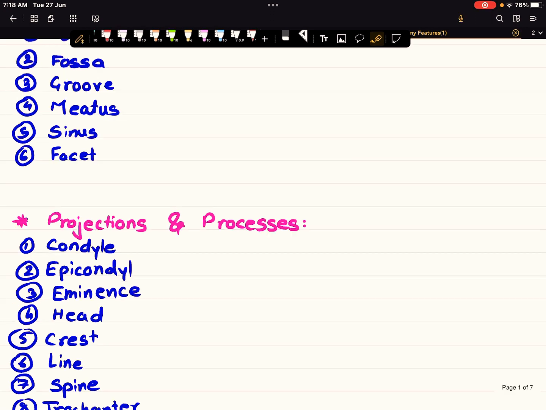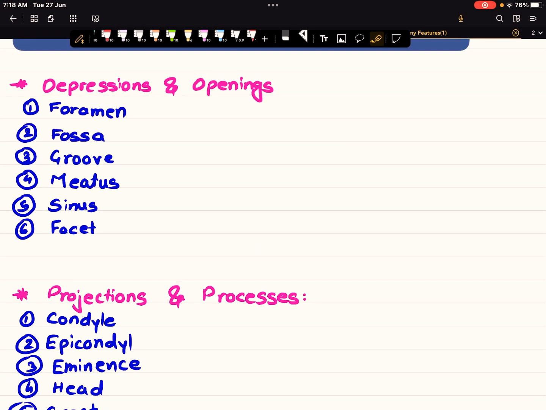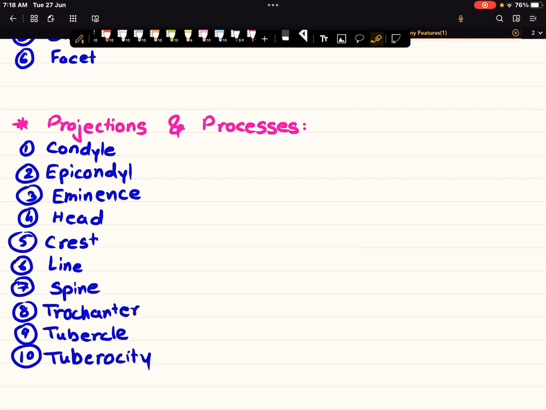So what comes under the depressions and openings? They are nothing but foramen, fossa, groove, meatus, sinus, facet. We will all learn these things in detail in the upcoming slides. When it comes to the projections and processes, they are nothing but condyles, epicondyles, eminence, head, crest, line, spine, trochanter, tubercle and tuberosity. We will learn these terminologies along with their examples, so that you get a good audio visual understanding.